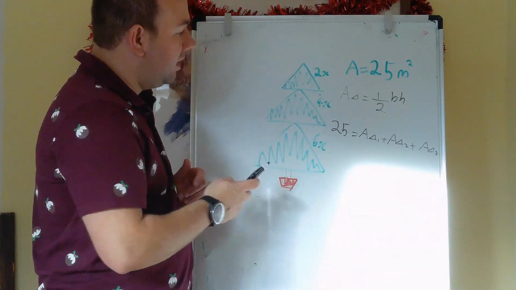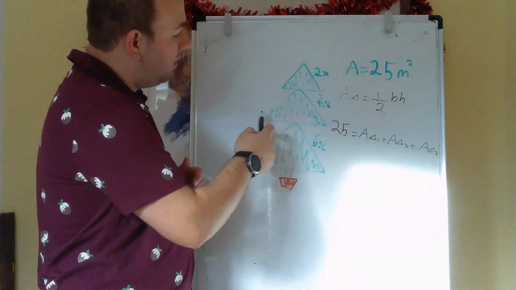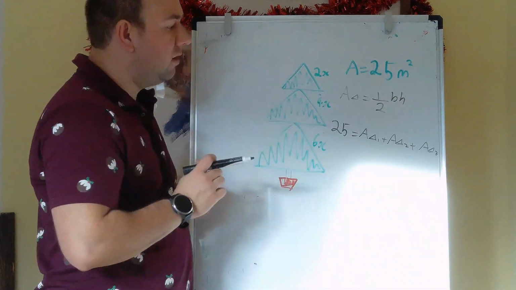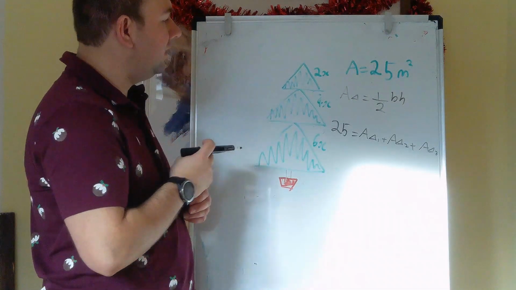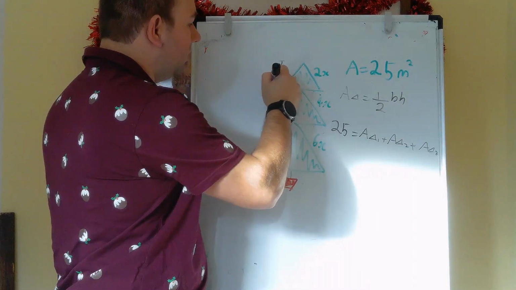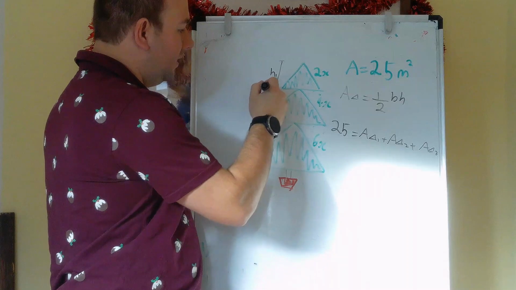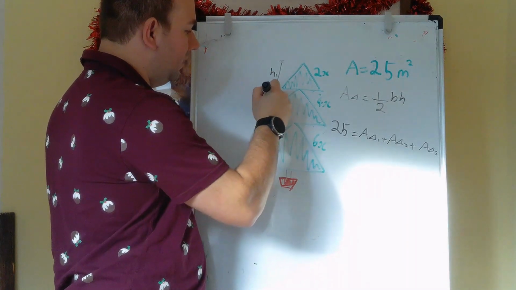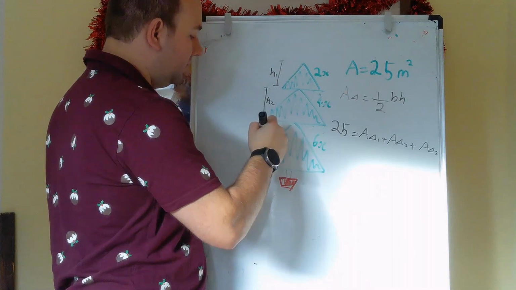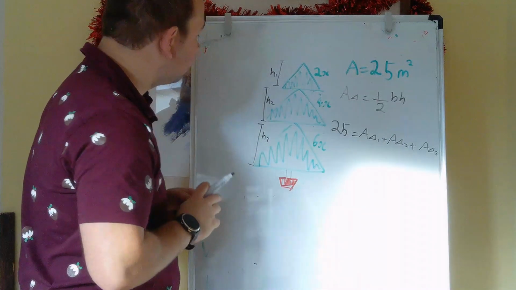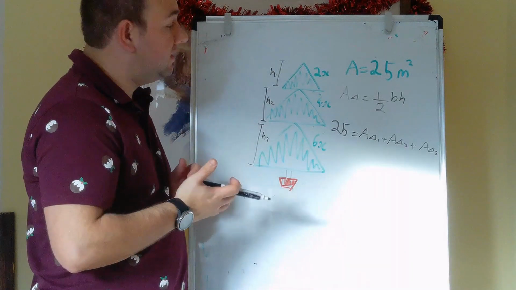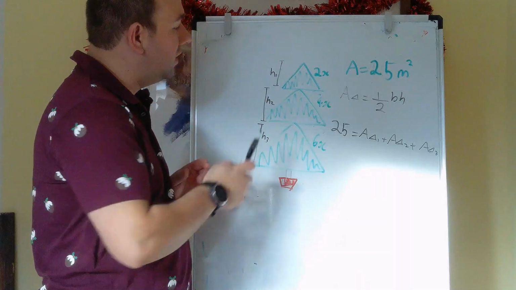When we look through these triangles, we know they're equilateral, so we know the base for each of these triangles, but we don't know the height. So we're going to have to find the height of each triangle. Let's call the height of the first triangle h1, the height of the second triangle h2, and the height of the third triangle h3.